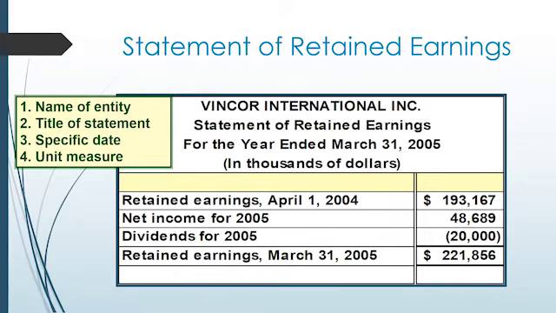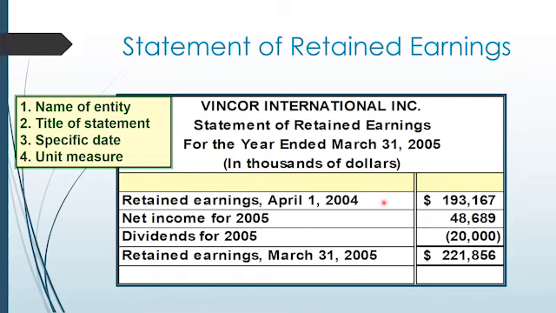So here is how a statement of retained earnings looks. The first line is the name of the entity or the name of the company. The second line is the title of the statement. This one is a statement of retained earnings. The third line is the specific date. This one here is for the year ended March 31st, 2005. And here in brackets is the unit of measure. Here it is in thousands of dollars.